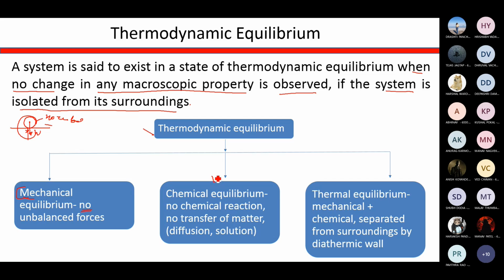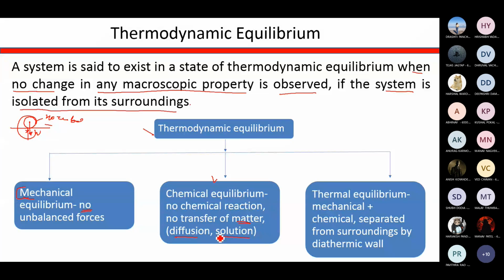Now what about chemical equilibrium? What is the criterion for chemical equilibrium? There should not be a chemical reaction taking place, and no transfer of matter or mass should happen, right? In processes like diffusion or making a solution, there is a transfer of mass taking place, right? The solute is getting dissolved in the solvent and forming the solution. For these kinds of processes, you cannot say that it is chemical equilibrium.